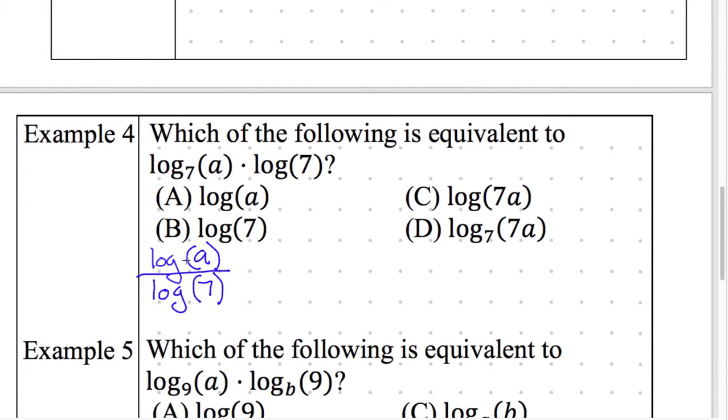And I'm just abbreviating. I don't have to say log base 10, but you can if you just want to be pedantic, it's fine. And that's going to be times log of 7. Thank you, Fiona.